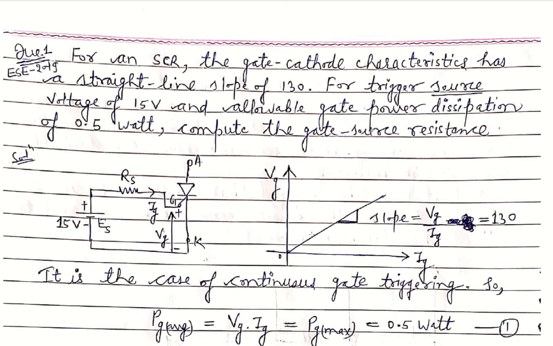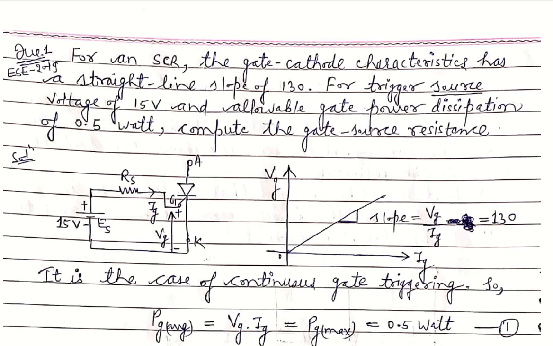This is the gate cathode characteristic having a slope of 130, given as a straight line in the problem statement. So Vg upon Ig should be 130 volt, which is the slope of this characteristic straight line. This is a general circuit diagram of the trigger circuit in which the gate trigger source voltage is 15 volt, which is Es, and Rs we have to find. This is the Ig current, and Vg is the voltage across the gate cathode junction.